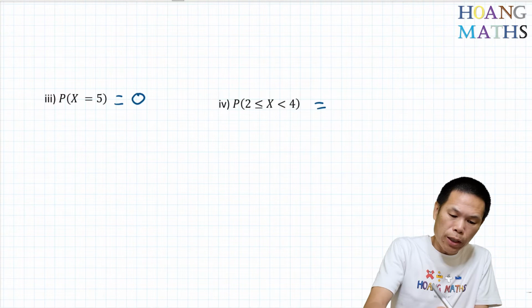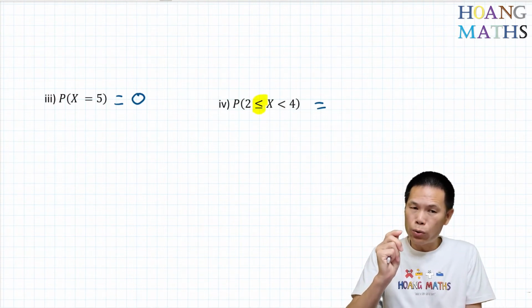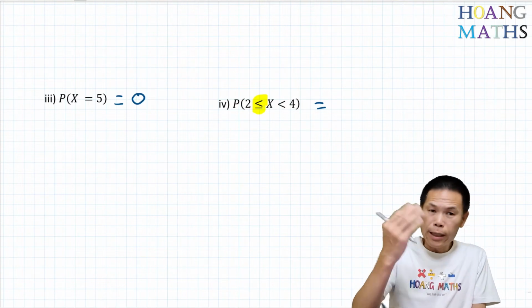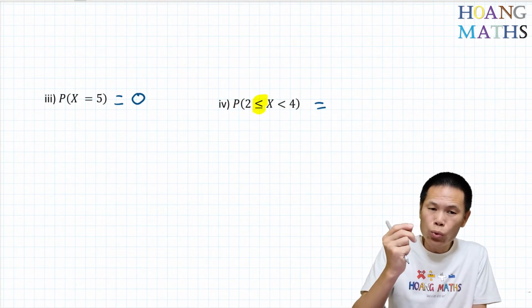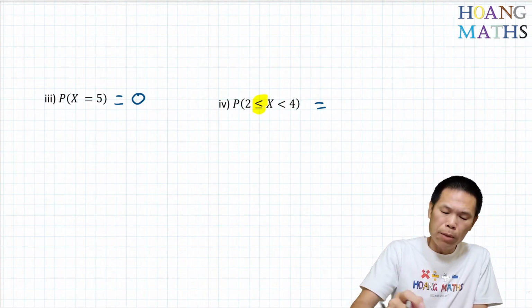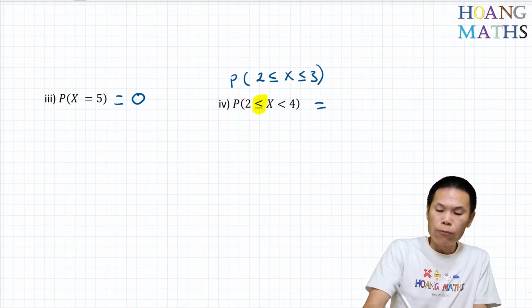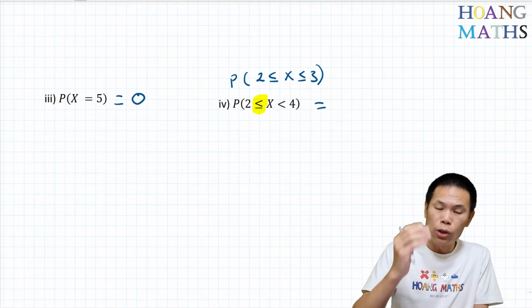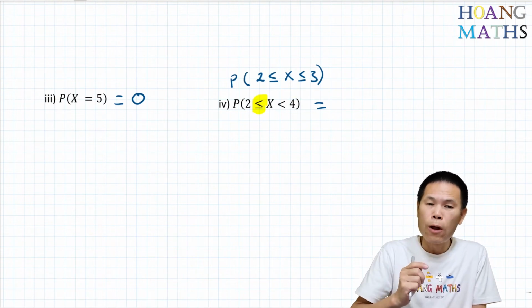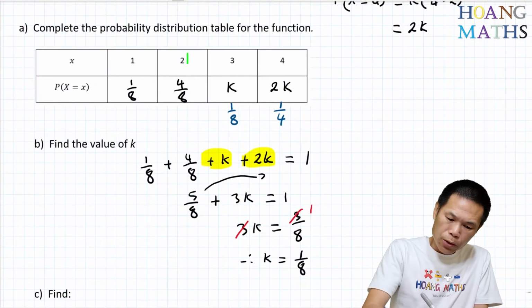Now remember, this one here is inclusive, greater or equal to 2. That means including 2. So that is exactly the same as the probability of x equal to 2 or 3, because it's not including 4. Okay, so remember that for me. So this is exactly the same as the probability of x between 2 and 3 inclusive. Keep that in mind, because it's less than 4, that is not including 4. So 2 and 3.